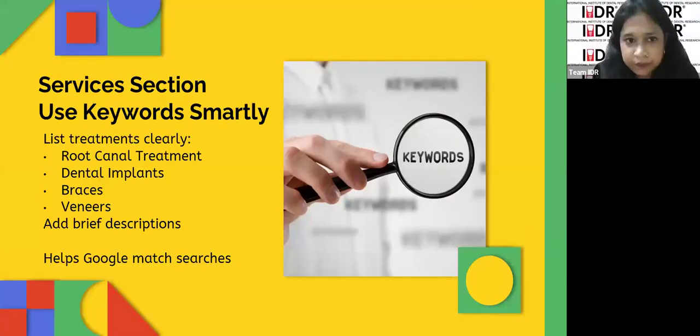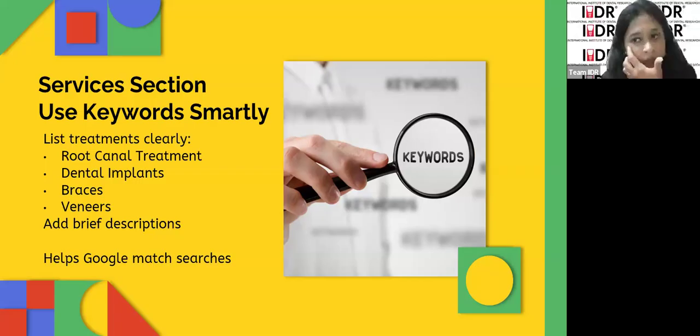Services section of your GMB profile. All right, Google needs to clearly understand what treatment clinic offers. Very important. That's why treatments should be listed individually, not bundled together. For example, root canal treatment separately, dental implants, braces, veneers. You could be doing all of them. Okay, so you need to list them separately. You give a short, simple description explaining what the treatment involves.